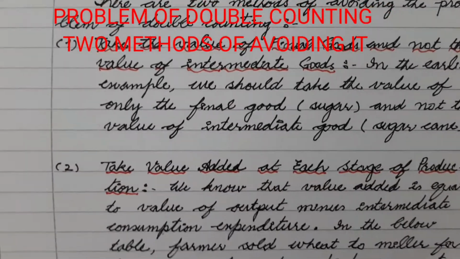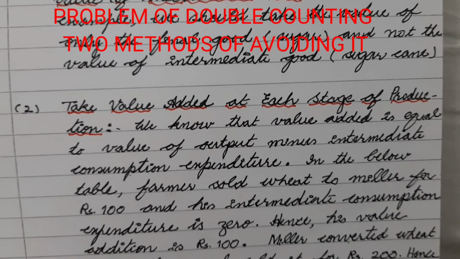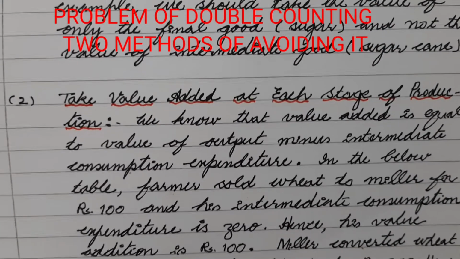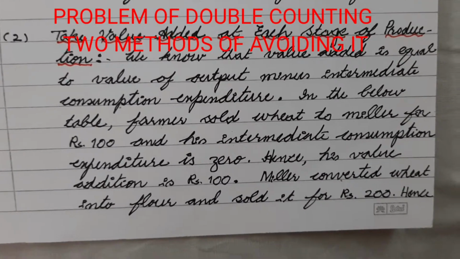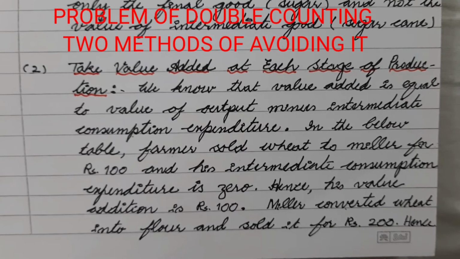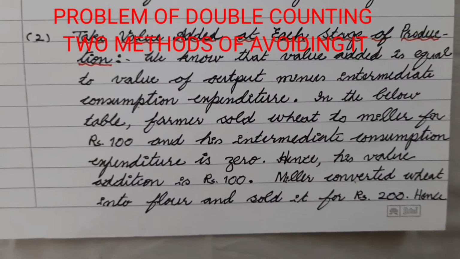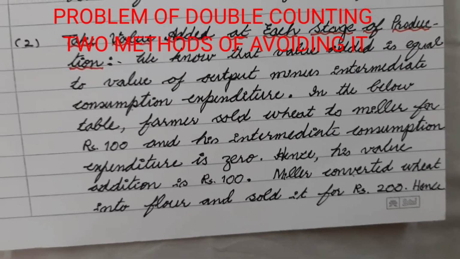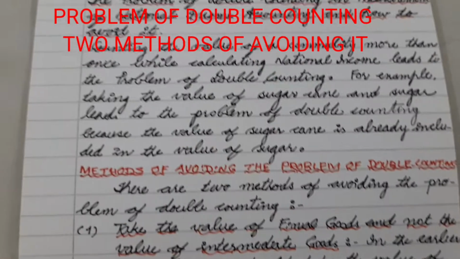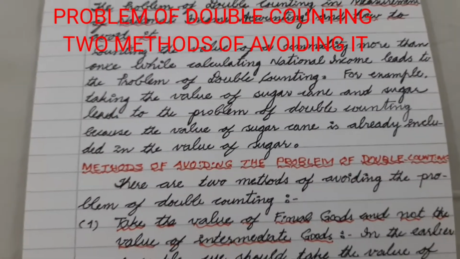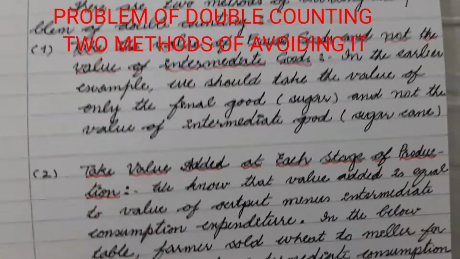The second method of avoiding double counting is to take value addition at each stage of production. So let's take an example here. Here we assume there is a farmer, he produced wheat and sold it for rupees 100 to a miller. And the miller converted it into flour and sold it to a baker. The baker converted it into bread and sold it to the shopkeeper, and the shopkeeper finally sold the bread to the consumer for rupees 500. So here you should take the value of the final good, bread, that is 500, or we take the value addition at each stage of production as shown in our table. So we'll be explaining that with the help of a table.